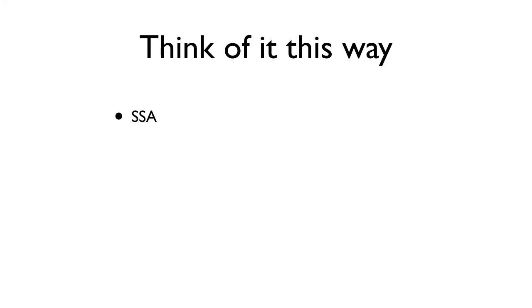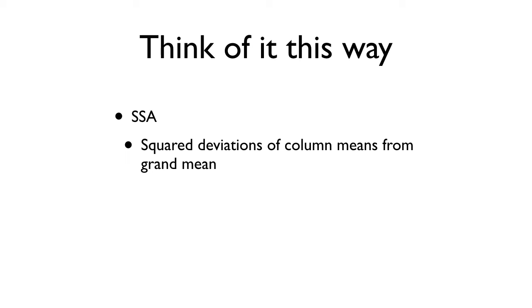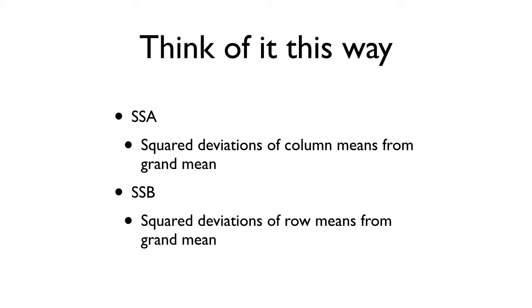Sum of squares for A is the squared deviation of column means from the grand mean, as I said before, right? Now, I'm saying they're from 0. Yeah, that's because we took out the grand mean because it makes the arithmetic easier. But that's all they are. Sum of squares for B, of course, is squared deviations of row means from the grand mean.